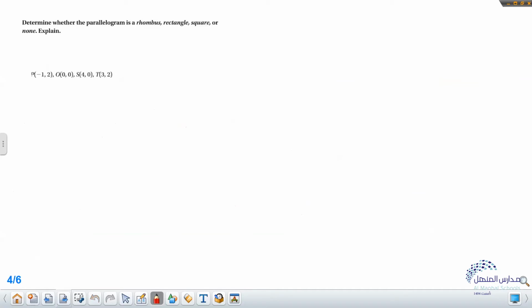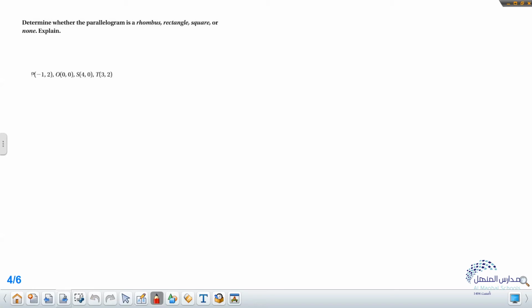Determine whether the parallelogram is a rhombus, rectangle, square, or none. Okay, so I have a parallelogram, but how do I determine whether this figure is a rhombus, rectangle, or square? There are many ways to solve this, but the easiest one is to first check.